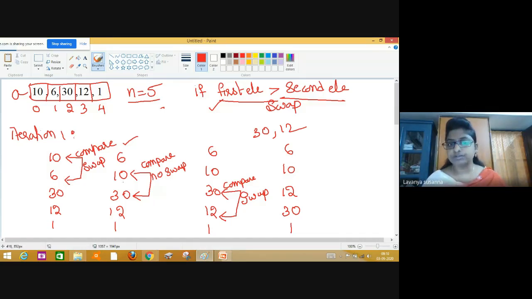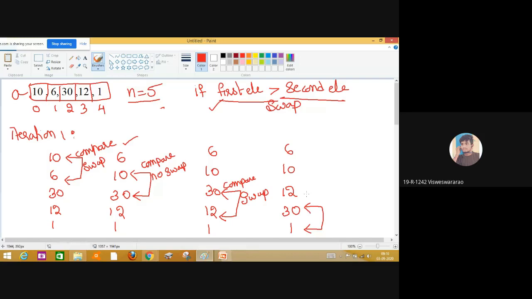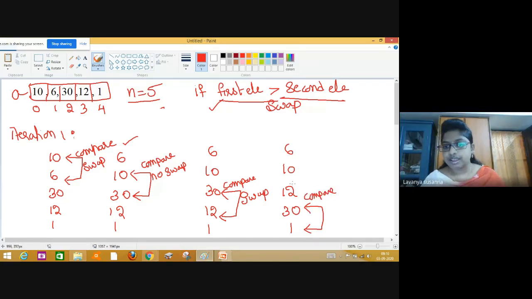Now what you have to do? First, second comparison completed. Second, third comparison completed. Third, fourth comparison completed. Fourth and fifth, the last element. Now you are comparing 30 and 1. The first element is 30, the second element is 1. 30 is greater than 1, right? When the first element is greater only, you need to swap. So swap.